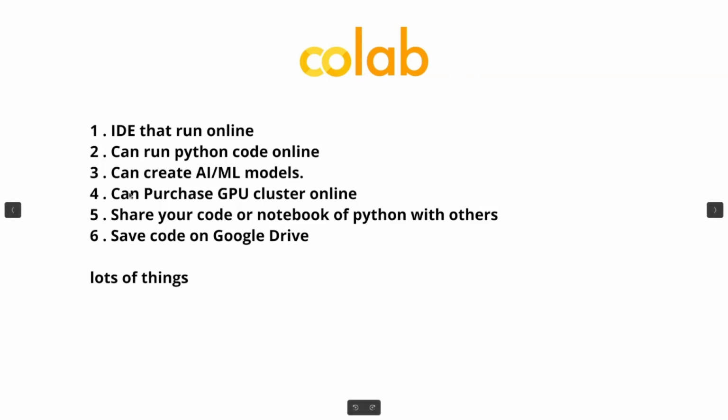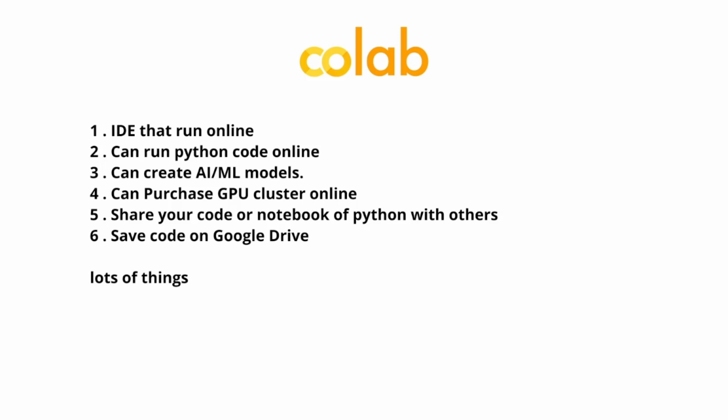And third, Google Colab is very popular for creating AI and ML models. So this is also popular in the researcher field. Fourth, you can purchase a GPU cluster online. So as we know, if you're creating a decent size model, you can also purchase GPUs. But GPUs are very costly. So if you want to use a GPU for basically one week to two weeks only, what you need to do is just purchase an instance or a cluster in this Google Colab notebook.